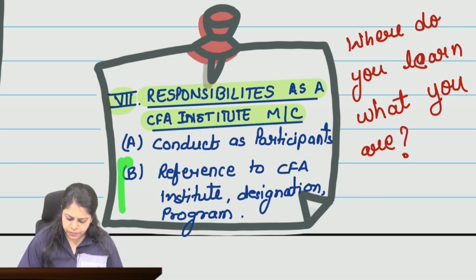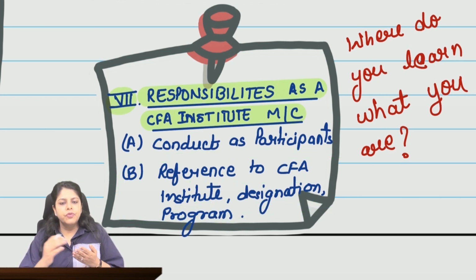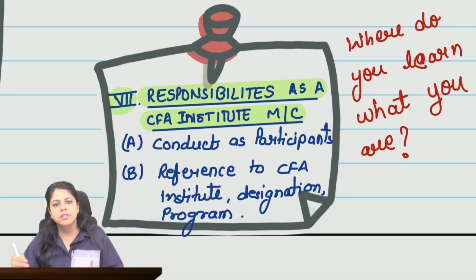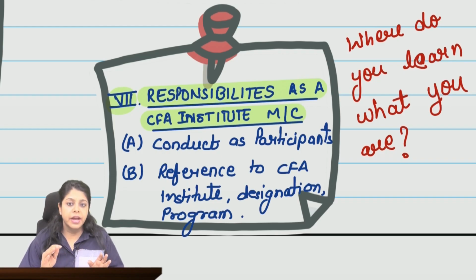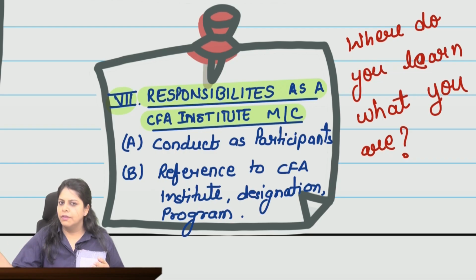The second subsection is the reference to CFA Institute designation or program. Now for example, you have cleared all the levels of CFA, but you have not opted for the CFA membership. So you cannot write your name as Ram Prasad Yadav CFA. You cannot write that way. You need to write, ABC, level 3 of CFA cleared. That's all right. Or pending charter holder. That is also okay. But until and unless you have the membership in your hand, you cannot write your name and then CFA.